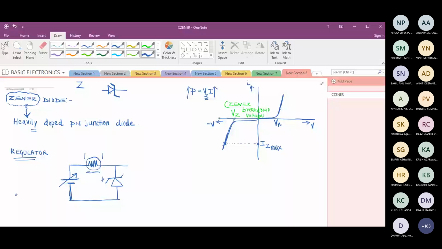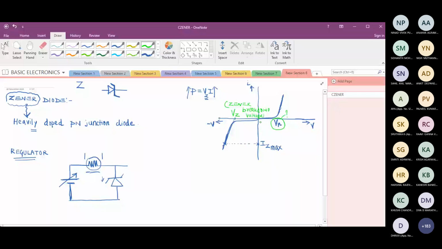Sir, I have a question. Sir, are the values of V cut-in the same for a Zener diode as for an ordinary diode? See, you are going off track. What I mentioned under forward bias, I am not interested in the Zener diode. So why are you going to this cut-in voltage?